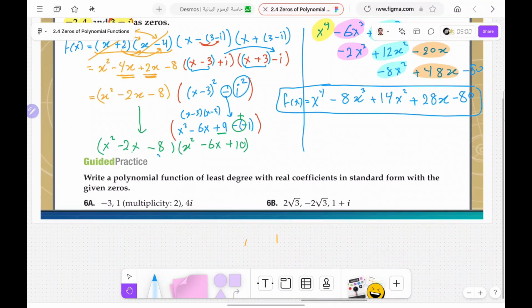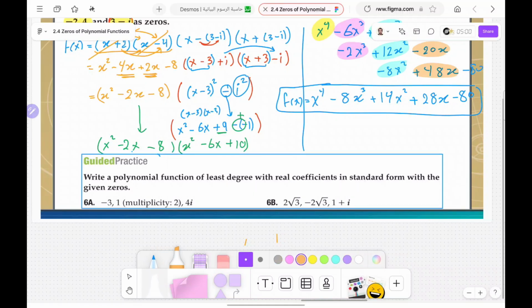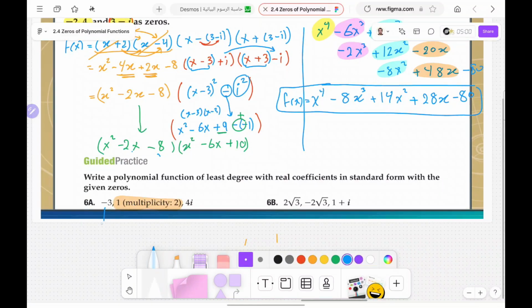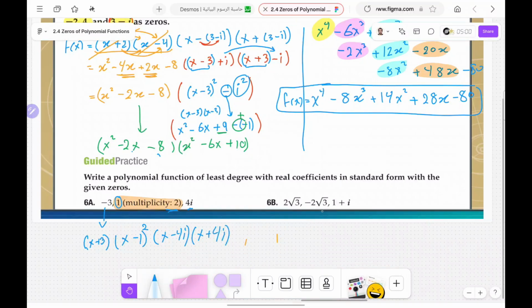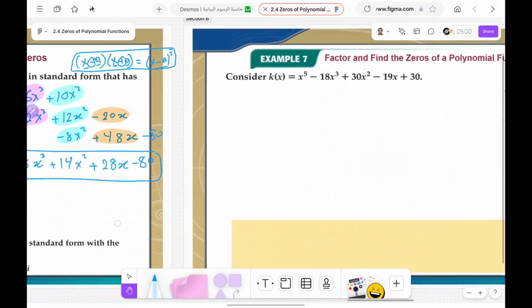Before you simplify, I did not explain when it's written like this: 1 multiplicity 2. So 1 multiplicity 2 means the first one should be x plus 3. This one means x, the 1 is positive, so you take -1. Multiplicity 2 means this bracket is repeated twice, so it should be squared here. Then for I, you know how to do it, which is x minus 4i and x plus 4i. This is an easy one. Try now to complete this. If you need any help, please ask me.